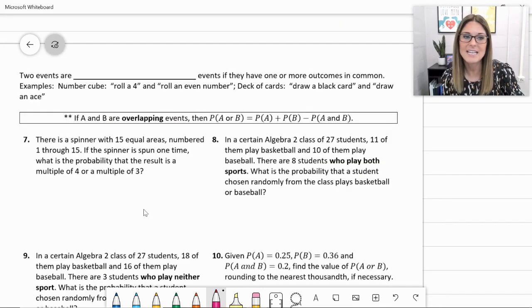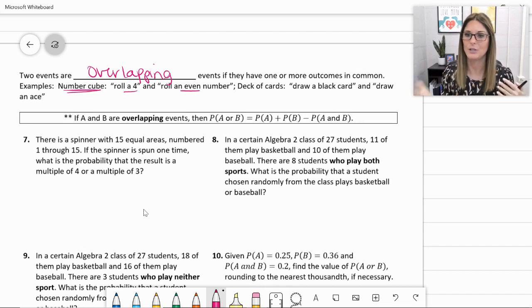Now our next vocabulary: two events are overlapping events if they have one or more outcomes in common. I was referring to this vocabulary a moment ago when describing mutually exclusive events. Here we have overlapping events where they do share outcomes in common. For example, rolling that number cube, if you wanted to roll a 4 or an even. There's the possibility of rolling a 4, but when you include rolling an even, they're going to be sharing that possibility of rolling that 4 in both of those probabilities.